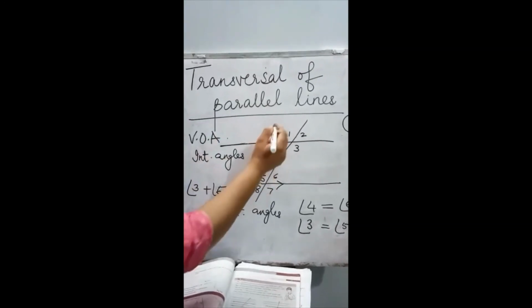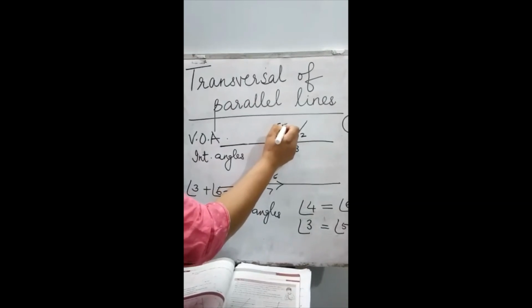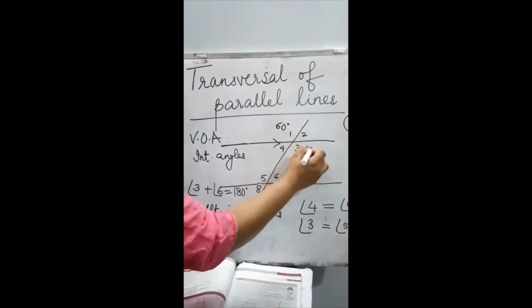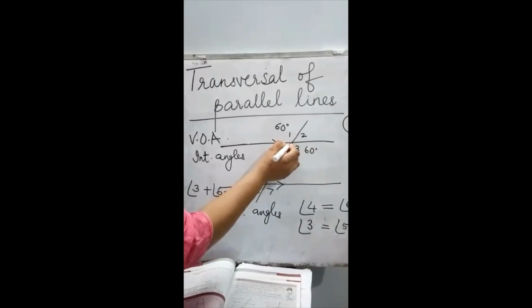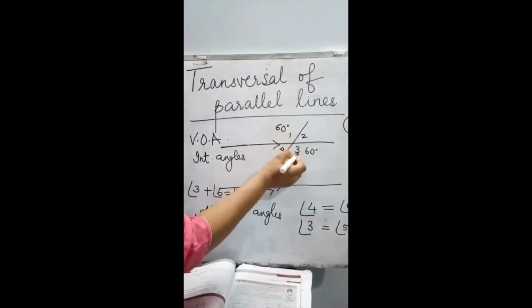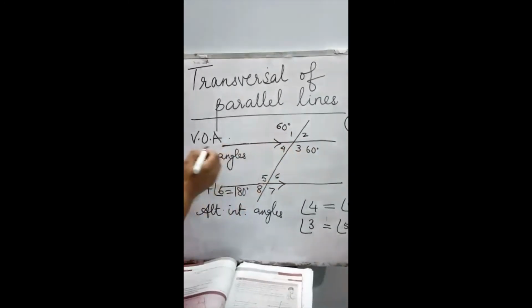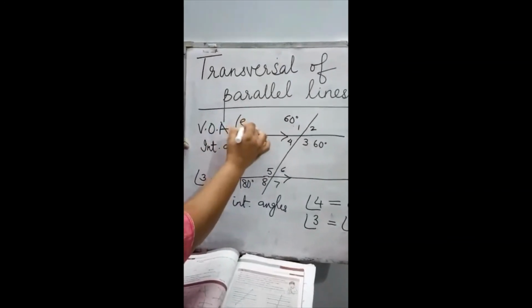Now in case I write 60 degree over here, angle 3 will also be equal to 60 degree. Why? Because at this point angle 1 and angle 3 are vertically opposite, and vertically opposite angles are equal.